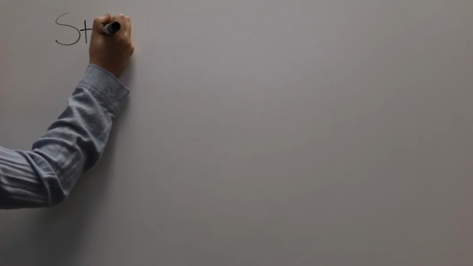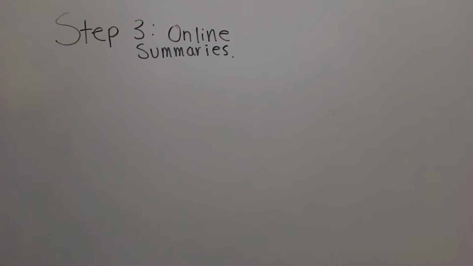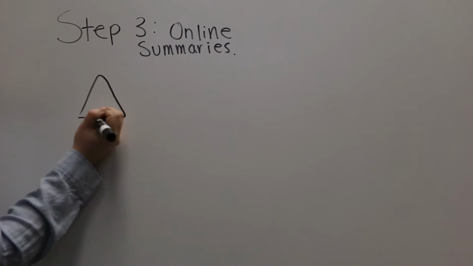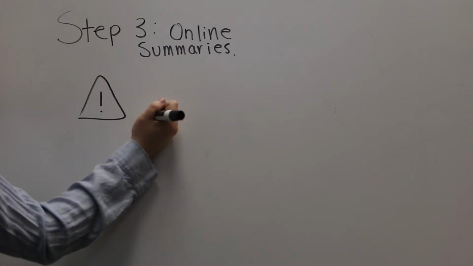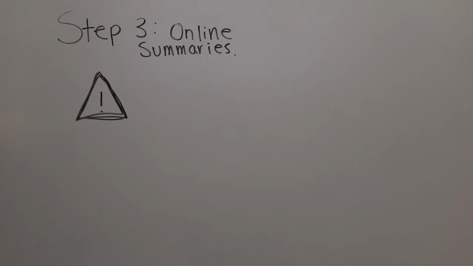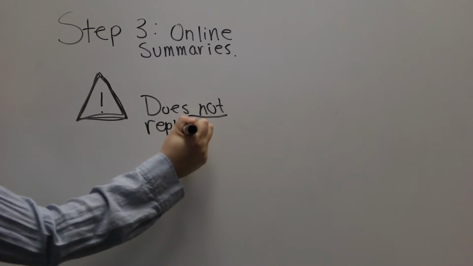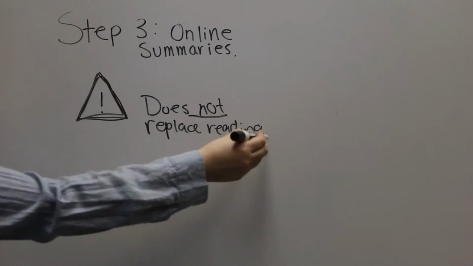Step 3. Online summaries. Caution. Just a quick caution. Do not use these in place of the reading. Like before, it is necessary that you're familiar with Shakespeare's language. But you don't want to rely on this and use it as a crutch.